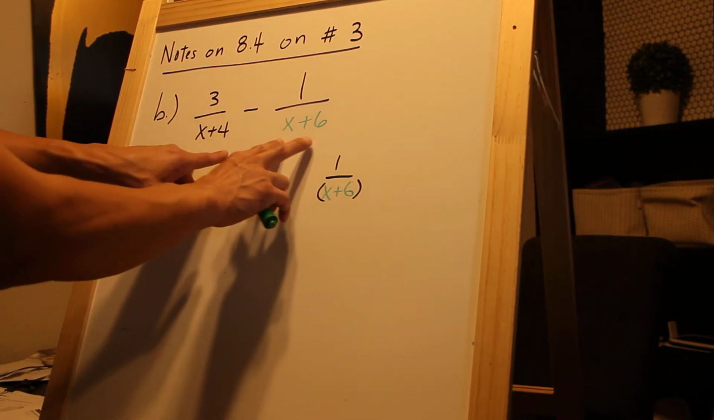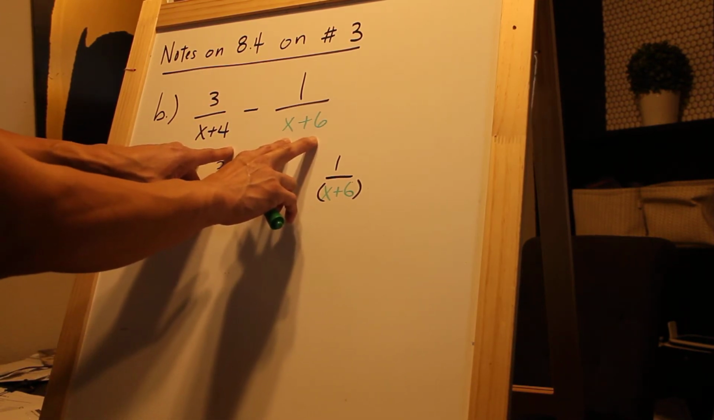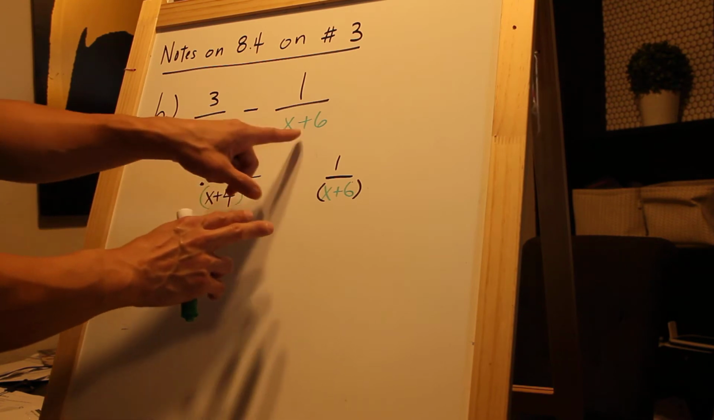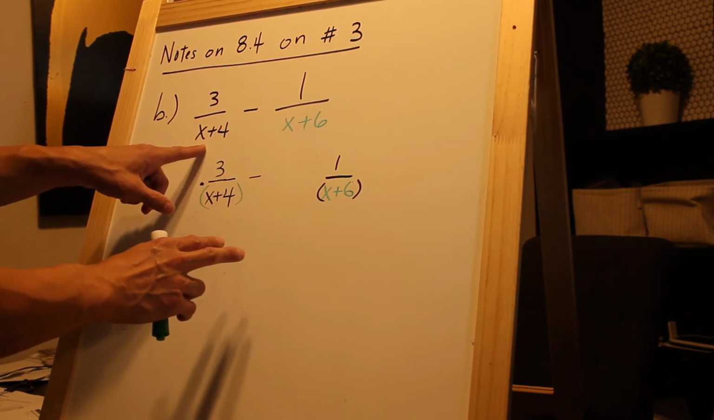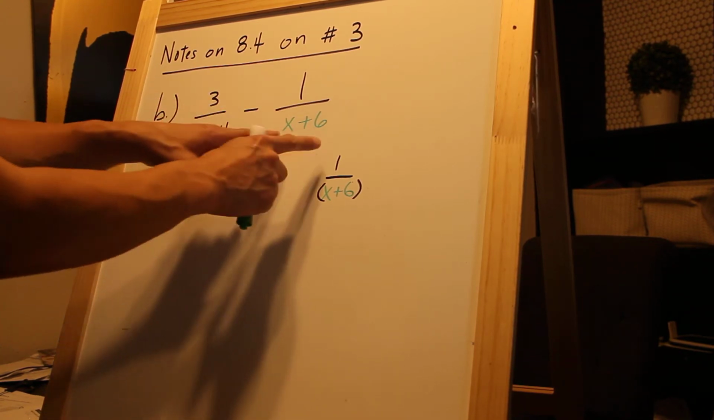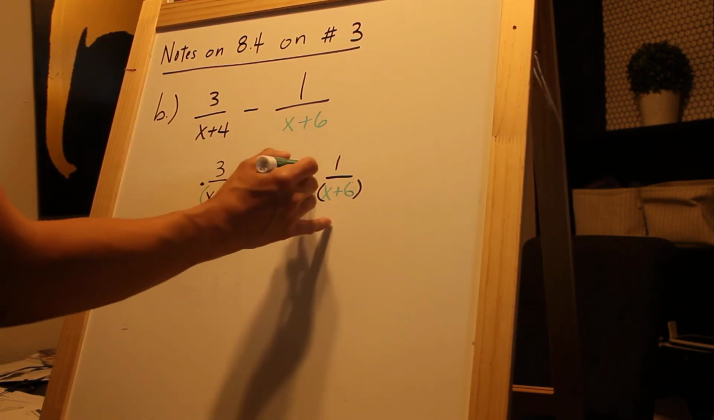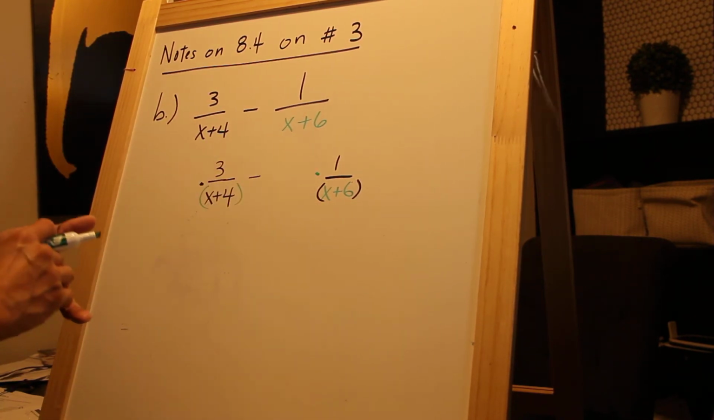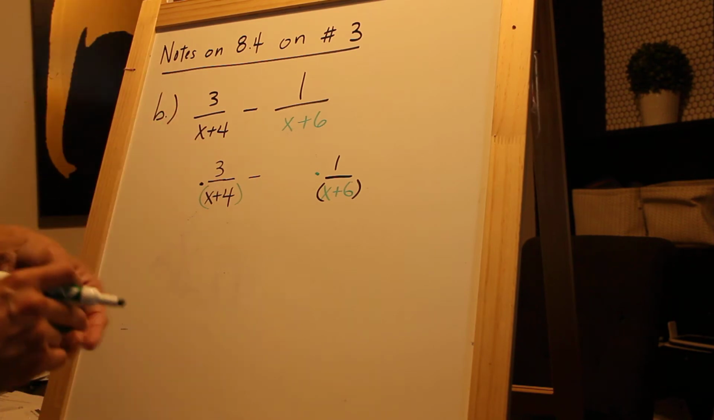For part B, notice I have two different denominators. I cannot find a common multiple to change this denominator into x plus 4 or change x plus 4 into x plus 6. So what I need to do is multiply them together to get the common denominator.